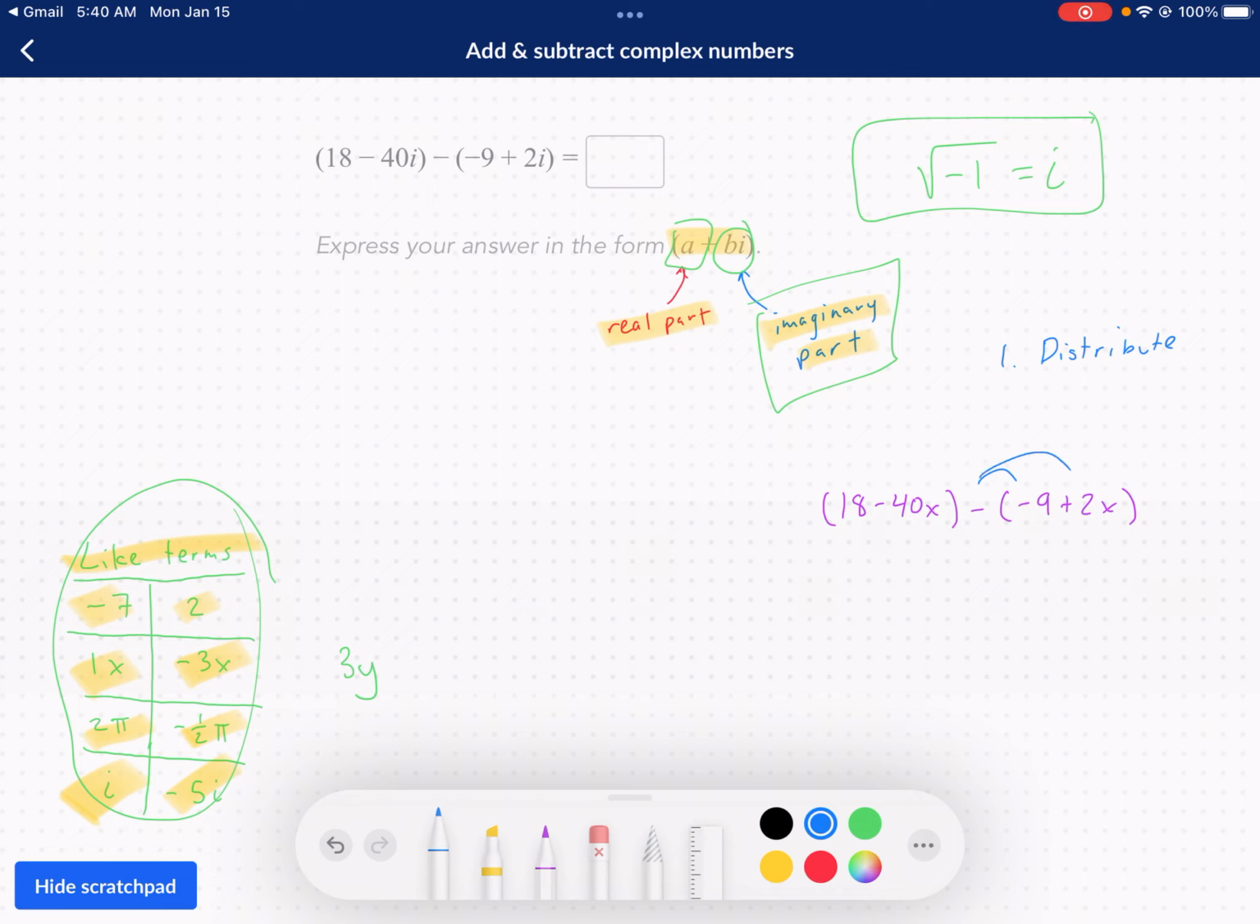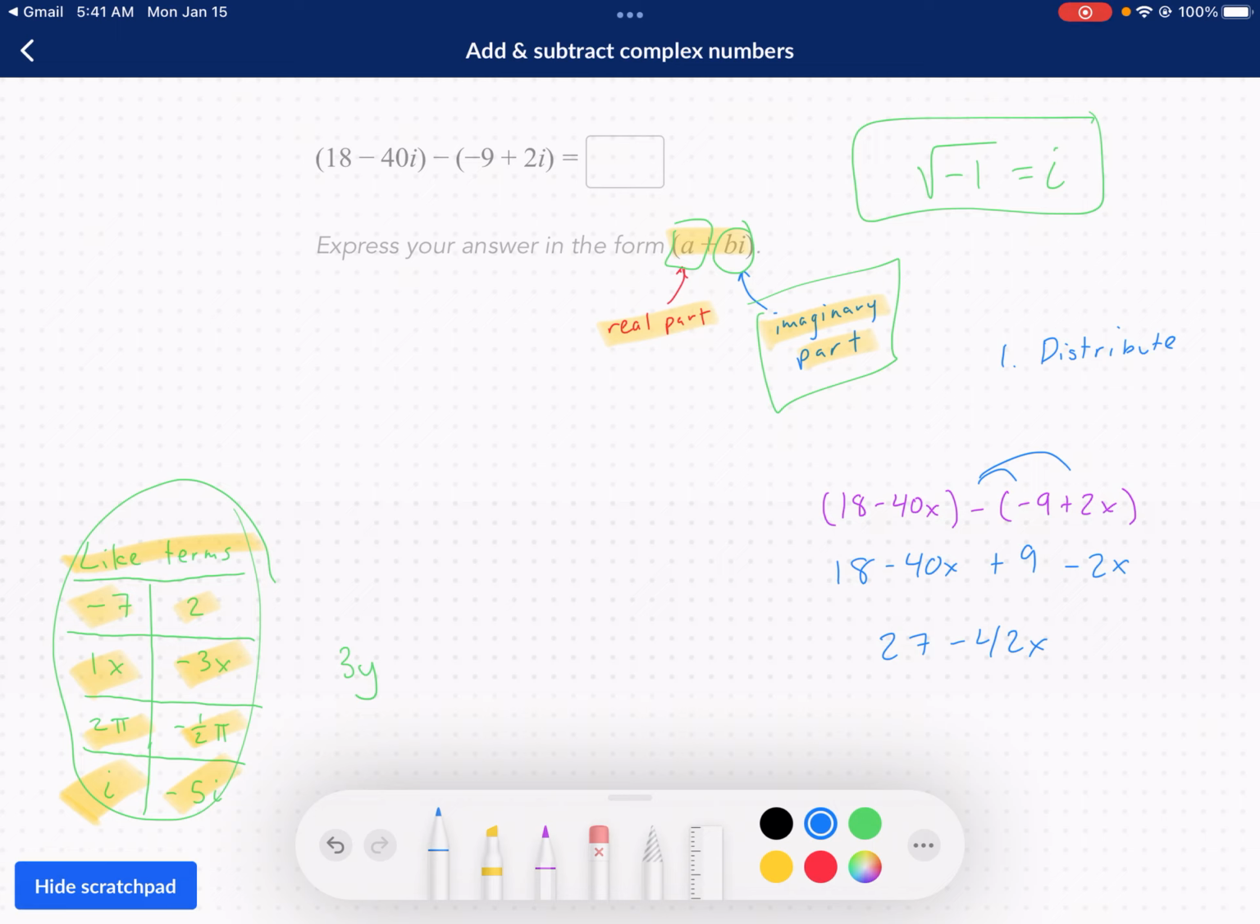If I'm doing it with the x, I'm going to start with that just to show you how simple it is. I'm going to distribute that negative sign, and that makes it a +9, and then a -2x. As I'm combining these, I have 18 plus 9 that gives me 27, and then -40x minus 2x gives me -42x.